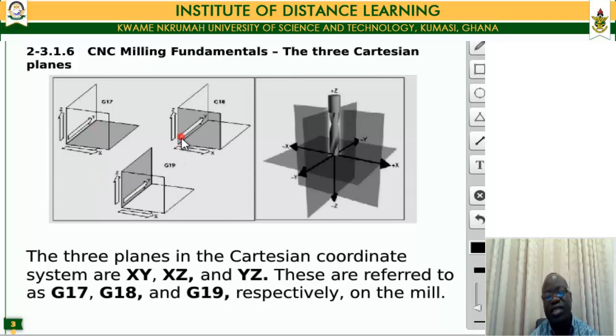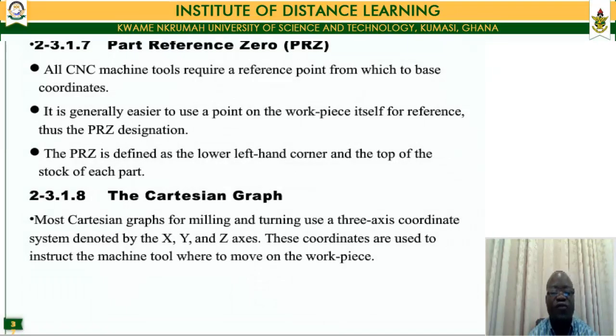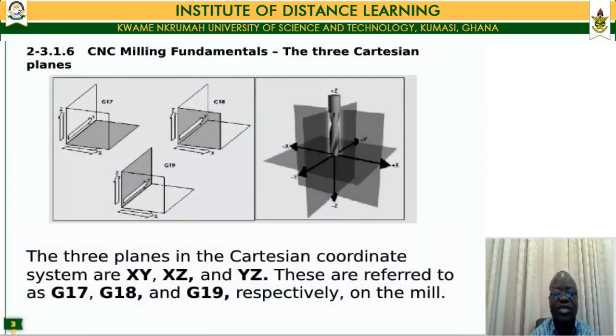If you are working in the XZ plane, then you will have to issue a command G18 to show that you are working in the XZ plane, which is the vertical plane here. If you are working in the YZ plane, then you will have to issue a command G19, just to show that your tool is actually working in this plane. So that is what we say about the plane designation. That's the Cartesian plane designation.